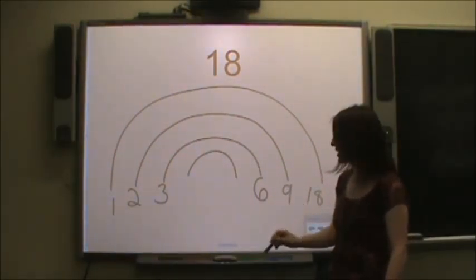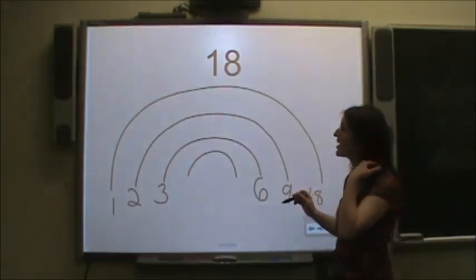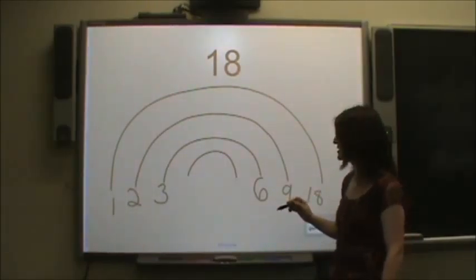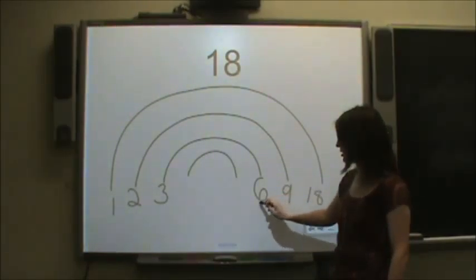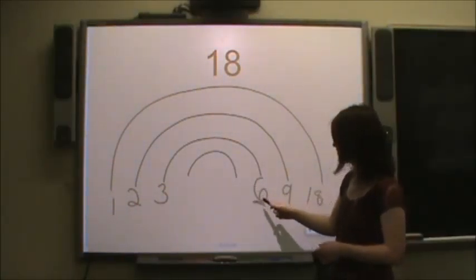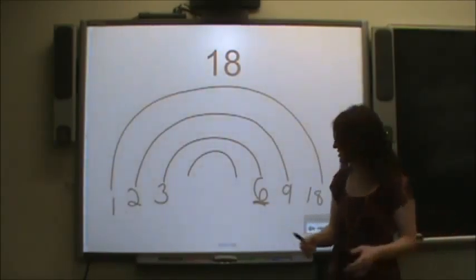It's not. Okay, so I can't do 4. So now I'll go up to 5. Is 5 times something 18? Nope, it's not. Now I'll go up to 6. Oh, I already have a 6 up here, so that means I get to stop. As soon as you get to a number that you've already done, you stop. You've found all the factors.